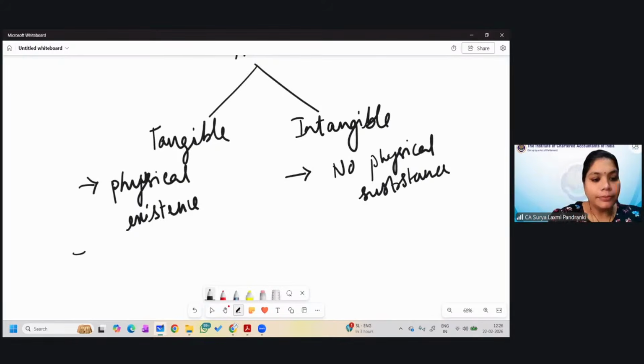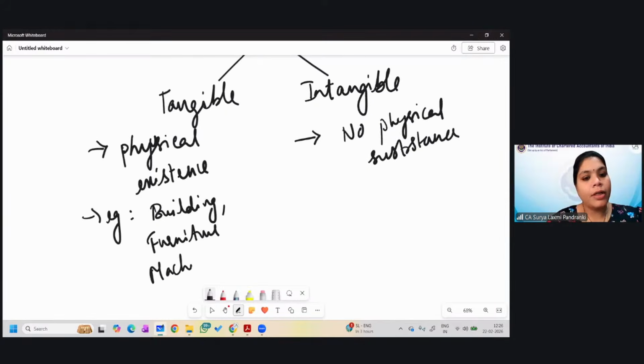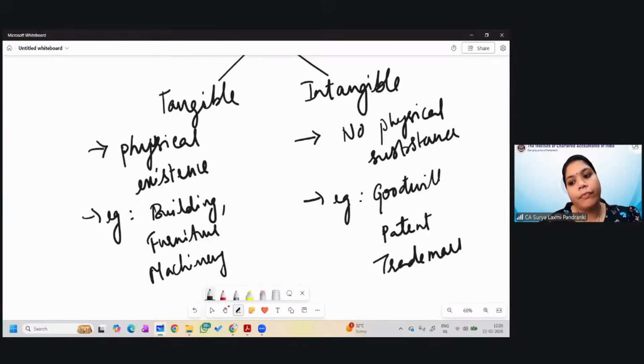Any examples? Building. When you call it tangible, building is the best example. Furniture, right? Machinery, very good. And what are examples in intangible asset? Goodwill. Very good. Goodwill and patent. Trademark. Very good. Loyalty. Copyrights. Very good. So you all have an idea of the examples of tangible and intangible.